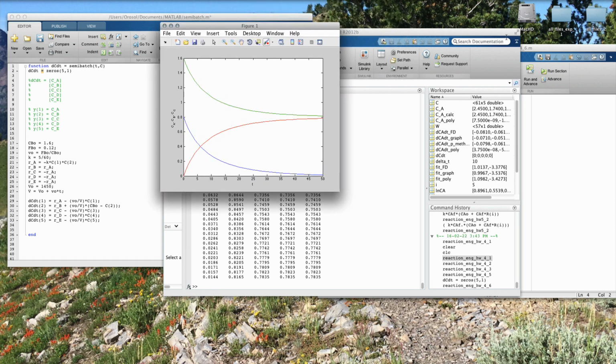So if I go to the legend, let's see, insert. So this is CA. This one is CB. And this is CC, CD, and CE.